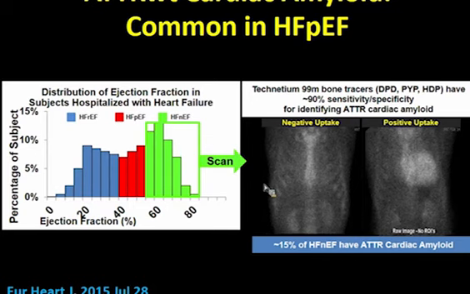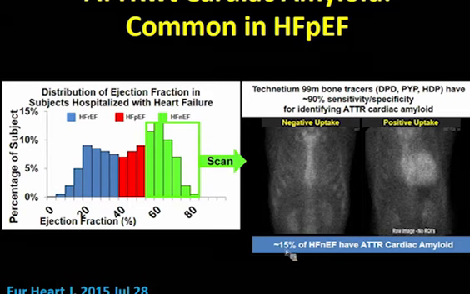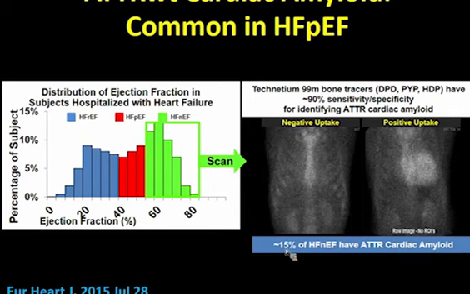And they found, unbelievably, that of this large cohort of people who were admitted to the hospital, about 15% had transthyretin cardiac amyloid, all of whom had the wild type form. So it could be a really important cause of heart failure with what we say is a preserved ejection fraction, abbreviated as HFpEF.